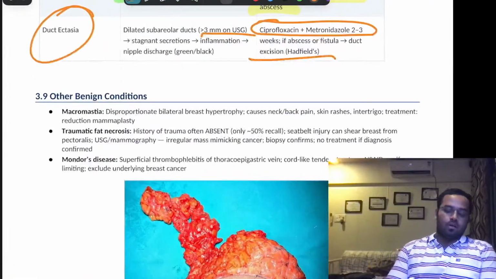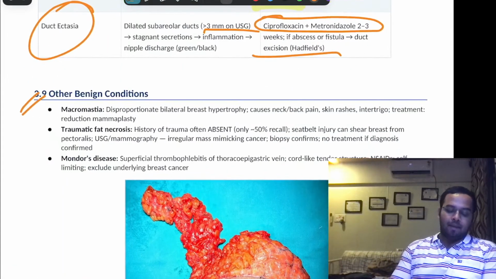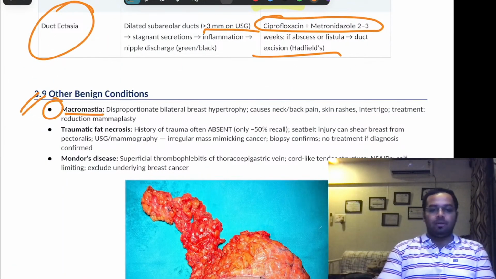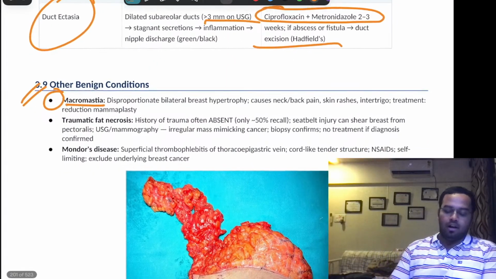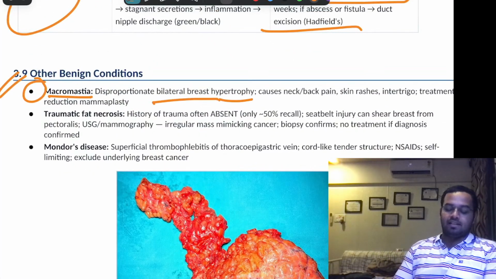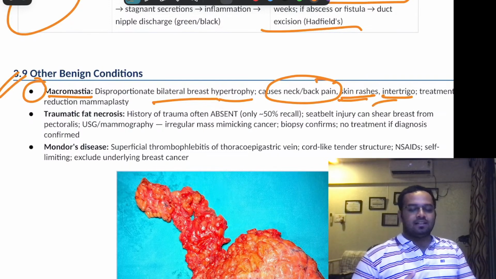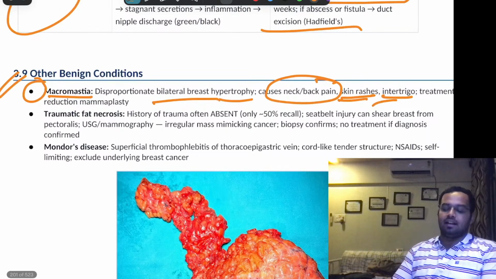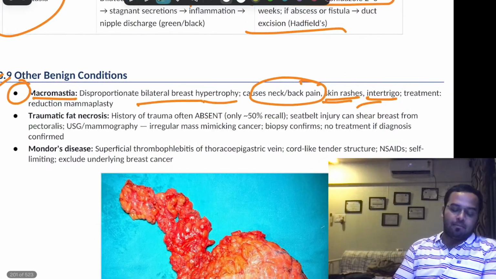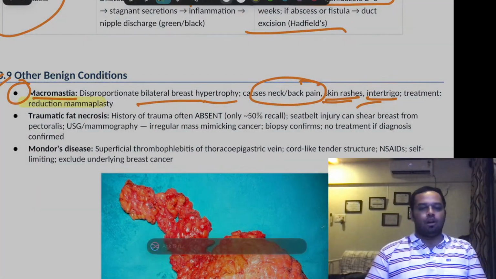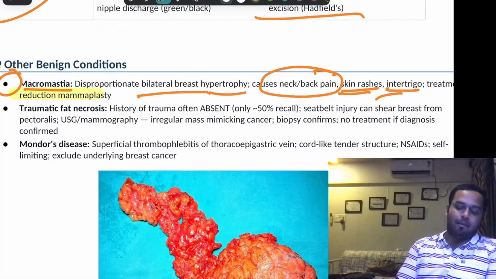So now we are going to talk about other inflammatory conditions. Macromastia. So when the size of the breast is going to be more and more, it is disproportionate bilateral breast hypertrophy, causes neck and back pain, skin rashes and intertrigo. So between the breast folds and the skin there might be a rash which is an intertrigo, and treatment is going to be a reduction mammoplasty. So both the breast, uska volume kam karo and you are going to go for a reduction mammoplasty.